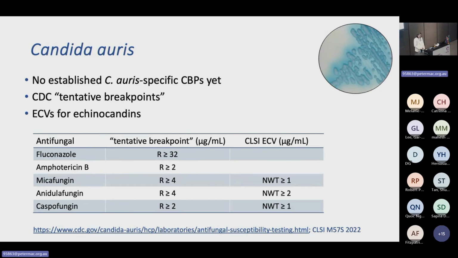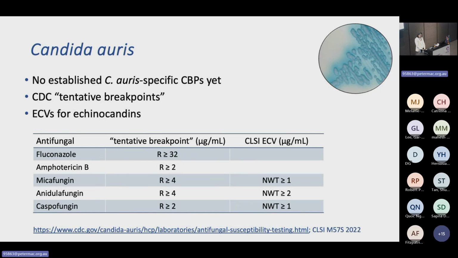But despite recommending susceptibility testing on all isolates, the biggest problem we have is a lack of interpretive criteria. There are CLSI ECVs for the echinocandins, but there are no clinical breakpoints. Now, the US CDC has released what they refer to as tentative breakpoints to assist in identifying likely resistance, but it's really important to note that these are not clinical breakpoints. They do not predict clinical response. And even if an isolate were to be classified as resistant by these tentative breakpoints, it shouldn't necessarily exclude that antifungal as a treatment choice.